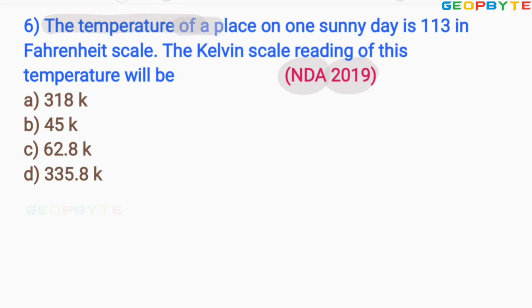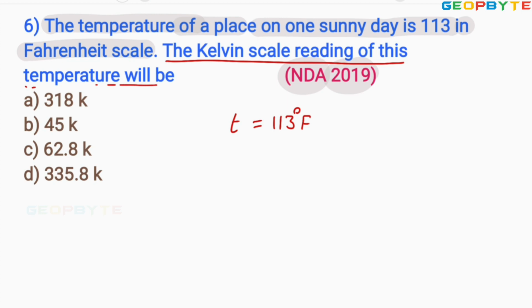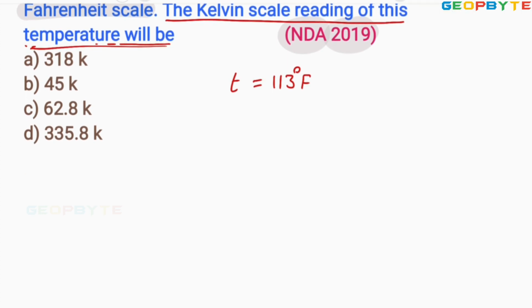The temperature of a place on one sunny day is 113 in Fahrenheit scale. The temperature given is 113 degree Fahrenheit. The Kelvin scale reading of this temperature will be: the absolute temperature in Kelvin equals thermometer reading in degree centigrade plus 273. For finding the absolute temperature in Kelvin, I should know the temperature in degree centigrade.